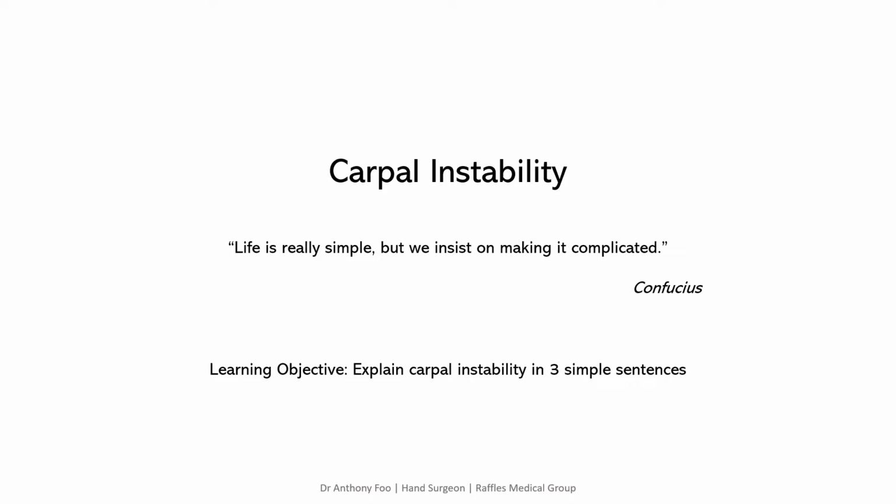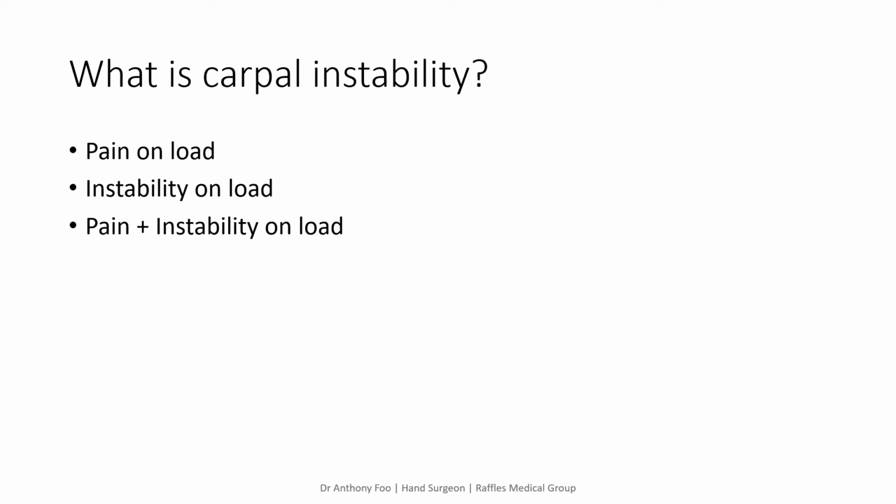As a trainee, I've always found the concepts of carpal instability a little bit difficult to understand. And this is made even more difficult by the numerous classifications and the complex chapters in various textbooks. So hopefully this morning, as we go through the talk, we can break it down into simpler components. And at the end of the talk, if we can explain carpal instability in 3 simple sentences, I would consider that a pretty good day. So let's start by looking at what constitutes carpal instability.